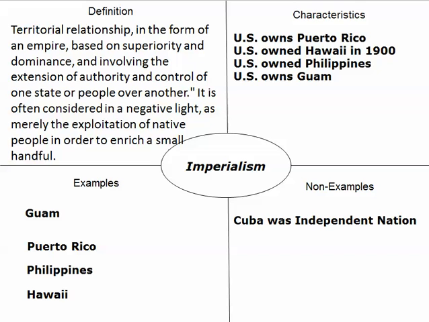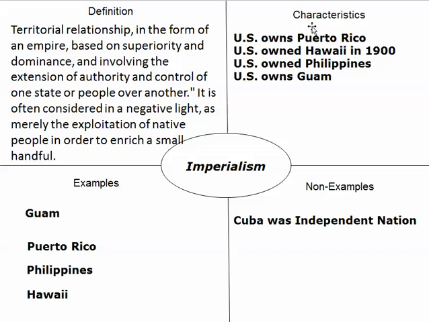So as a result of the Philippine-American War, these arguments come up about imperialism. And we talked about imperialism before. The United States was subjected to imperialism while they were colonies of Great Britain. But let's look at the definition of imperialism. Territorial relationship in the form of an empire based on superiority and dominance and involving the extension of authority and control of one state or people over another. It is often considered in a negative light. It's merely the exploitation of native people in order to enrich a small handful. In other words, imperialism, we talk about the American colonies during King George III of Great Britain. They were an empire and they were trying to subject us to get our natural resources from us to help benefit the mother country, Great Britain.